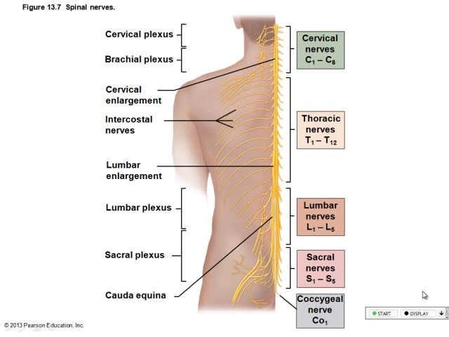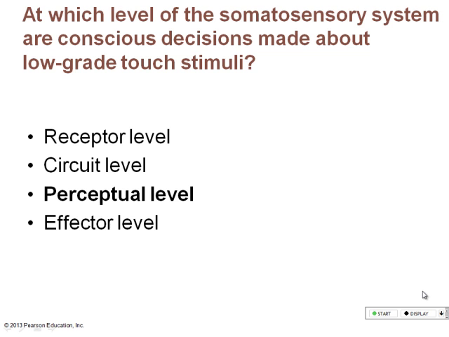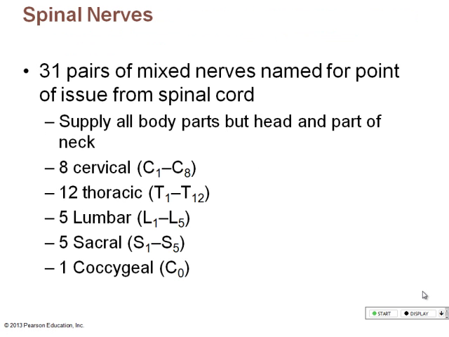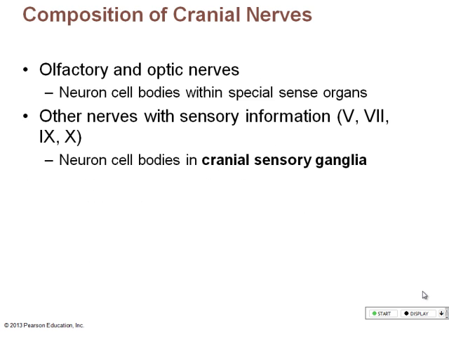Alrighty. So we left off last class talking about spinal nerves. Spinal nerves: 31 pairs. Mixed nerves. What's that mean? Yeah, nerves. Remember what nerves were?